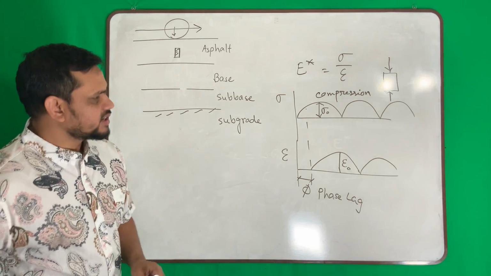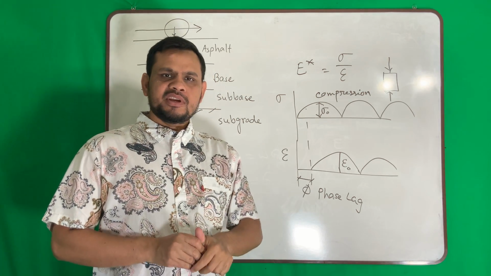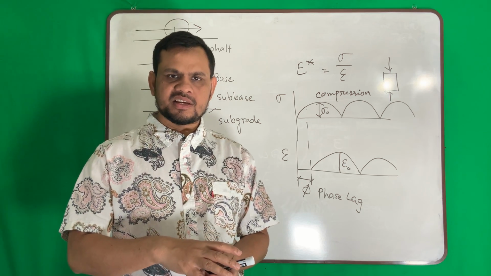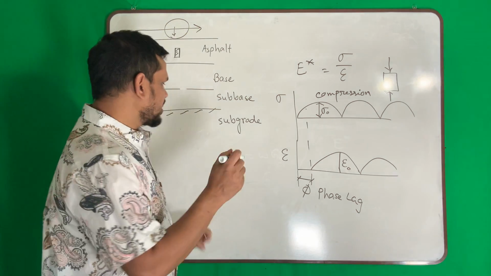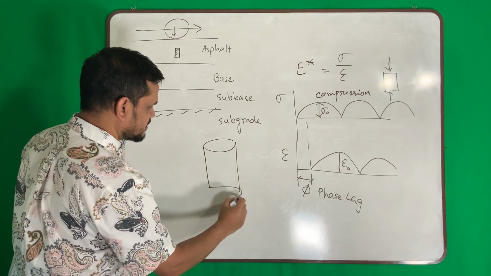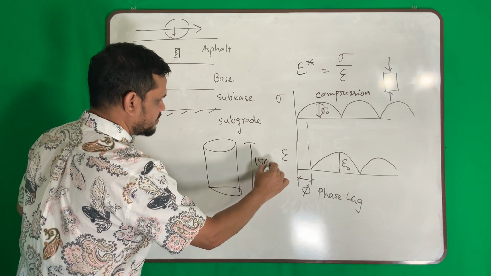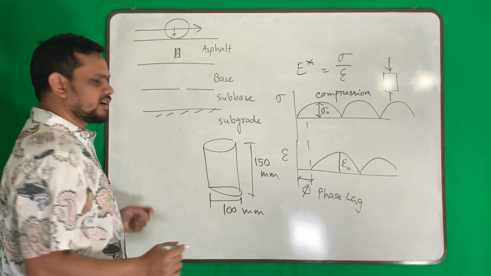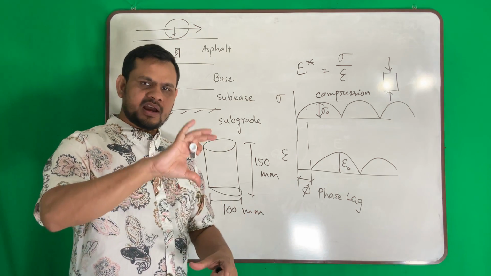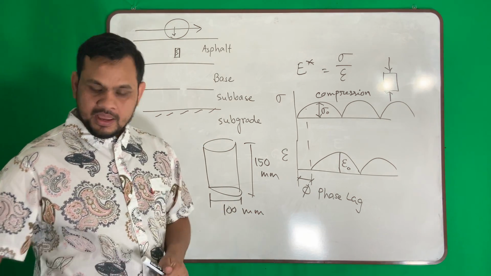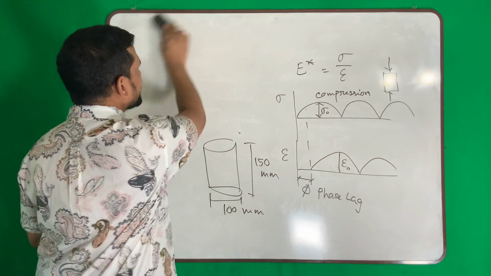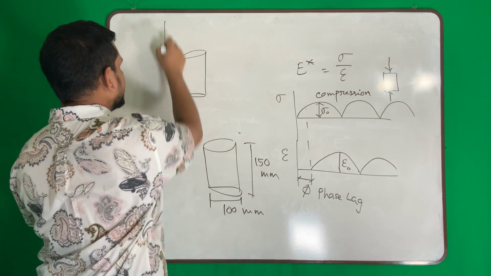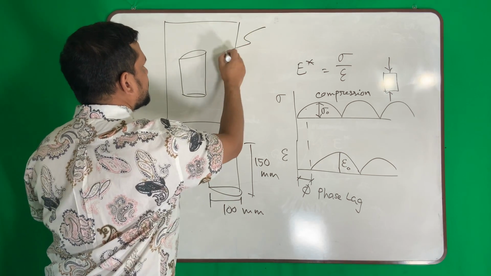Then what is the type of sample we use? At the beginning, we mix the asphalt and aggregate, then compact it and prepare a cylindrical sample. From a cylindrical sample, we cut a sample like this. This height should be 150 millimeter, and this diameter is 100 millimeter. That means the diameter is 4 inch and the height is 6 inch. We take this kind of sample and then we place it inside a chamber where we can control the temperature.